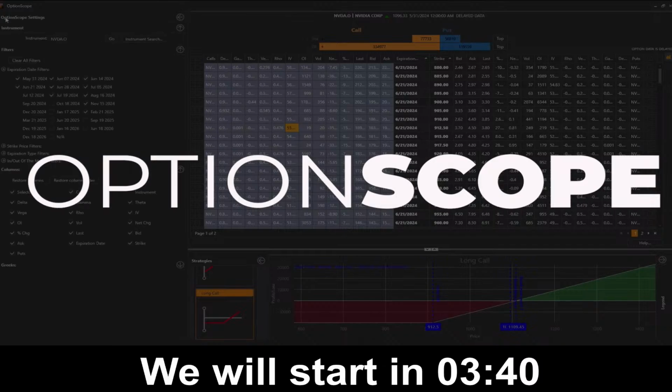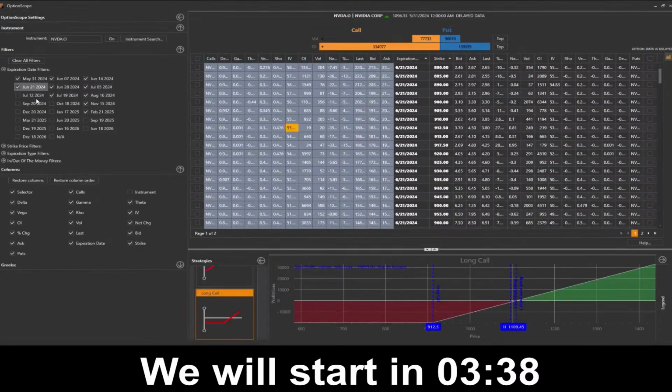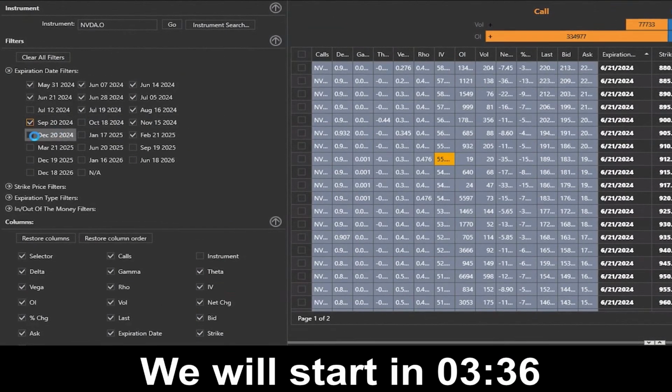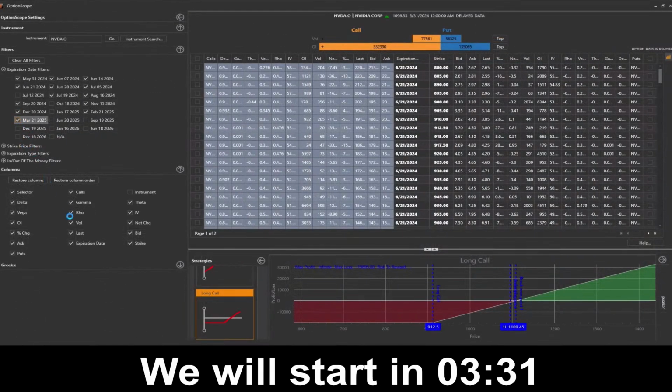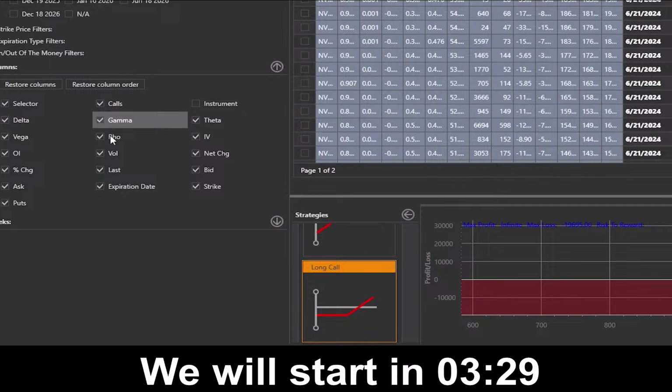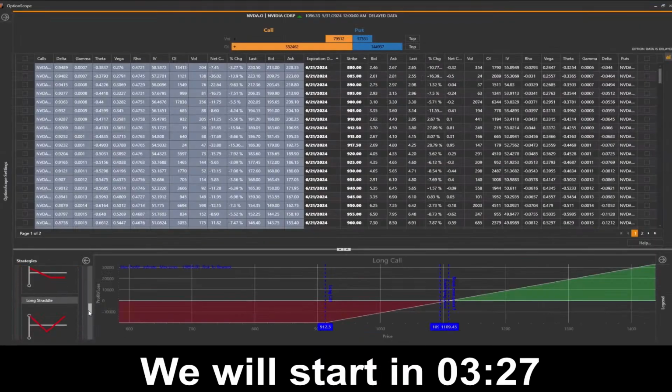If you're an options trader, you're going to love OptionScope. OptionScope puts all the critical information at your fingertips, displaying sortable, customizable, color-coded options data, even including the Greeks. You can then take this data and analyze your options with the built-in strategies with risk-reward graphs.